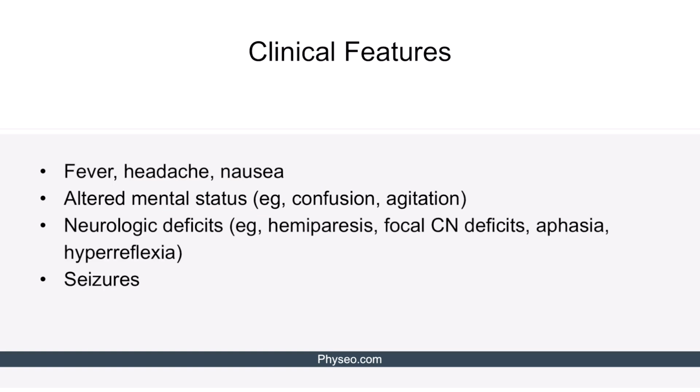Now, a patient with encephalitis usually presents with fever, headache, and nausea. Altered mental status, such as confusion and agitation, is also typically present. And since you're dealing with the brain and that inflammation, it makes sense that you could also see some neurologic deficits. These may include hemiparesis, focal cranial nerve deficits, aphasia, or even hyperreflexia. And once again, dealing with the brain, it makes sense that seizures could also occur.